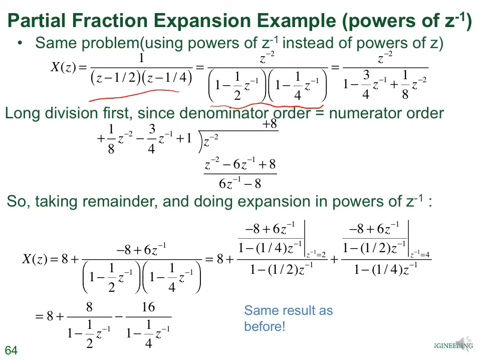And so if I expand the denominator, I have to divide that into the numerator. I take out a factor of 8. And so then X of z becomes 8 plus the remainder divided by the original denominator. So that's how you would do a long division if the numerator was not less degree than the denominator. And then I can do the partial fraction expansion as before, except in powers of z to the minus 1. And I would come up with the same result as the first case.